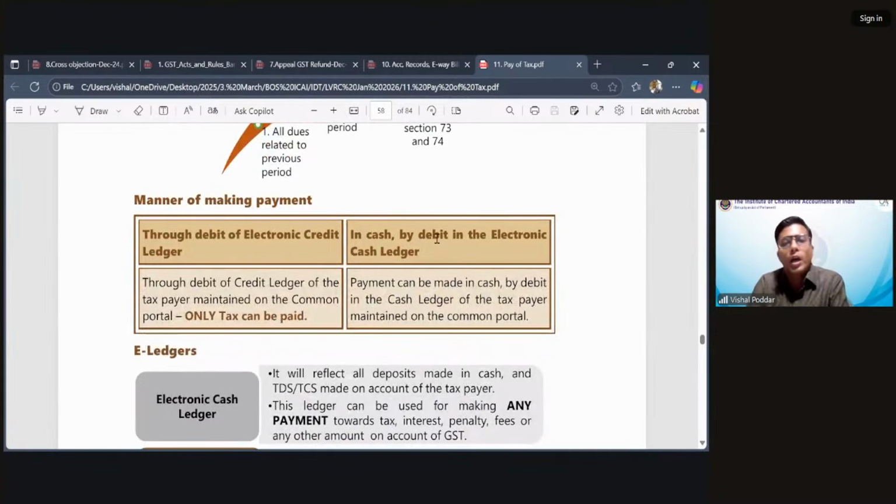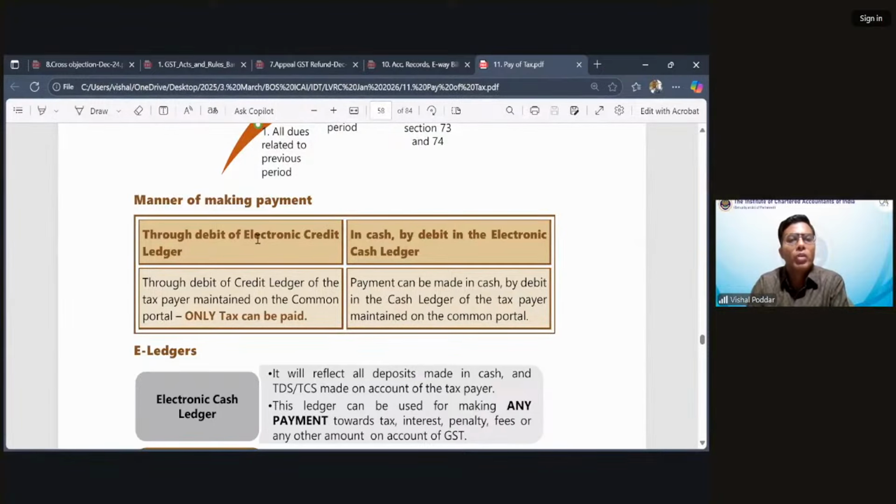Now, how will this liability be discharged? As we discussed above, you have two ledgers. One is the credit ledger, one is the cash ledger. Obviously, you will first utilize the credit ledger, though there is no such mandate. You can pay the entire liability from the cash ledger also. But logically, every businessman would first like to utilize the credit ledger.